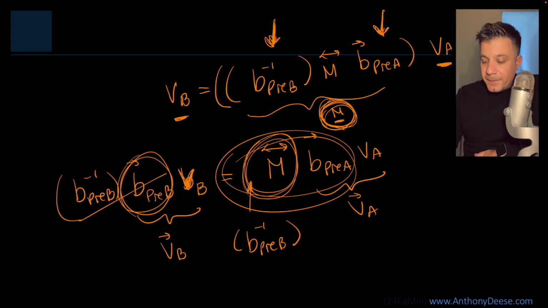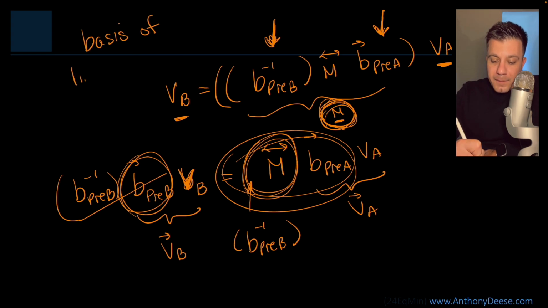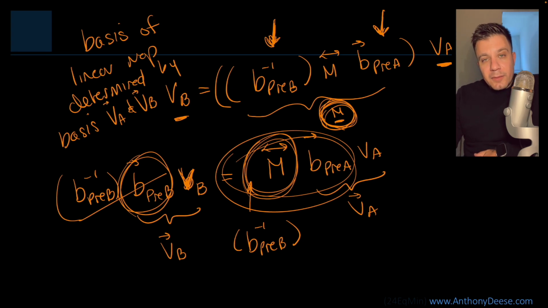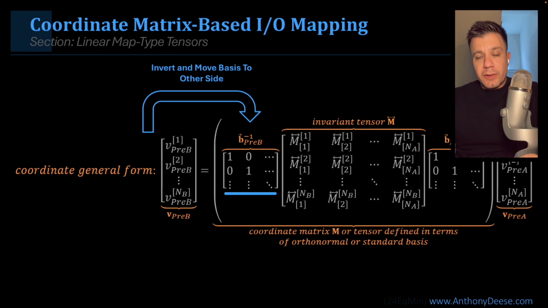And what we're going to see, to take one step further, is that the basis of the linear map are ultimately determined by the basis of VA and VB. The linear map needs to have appropriate bases that allow us to map from primal space A to primal space B. So here we have a more formal version of the equation that I just hand wrote on the previous slide.